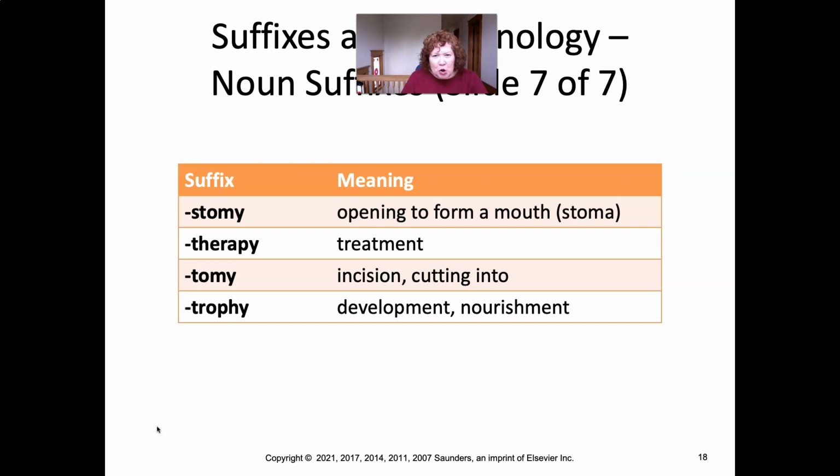Stomy has to do with stoma, which is an opening that forms a mouth. Tomy is to cut into. It's to make that incision into. It's just to cut it open. It's not to excise it and take it out. It's just to cut open.